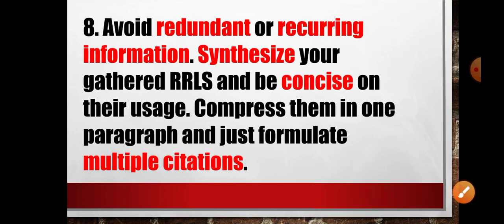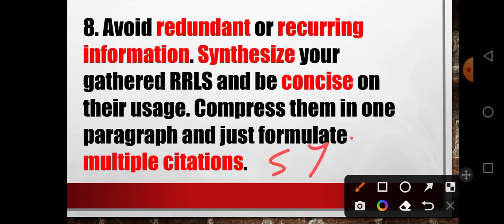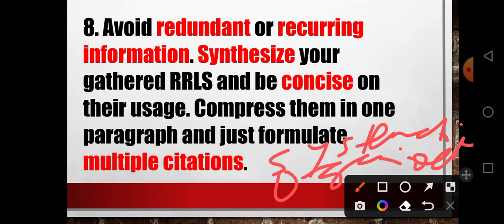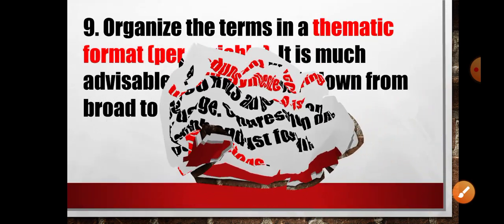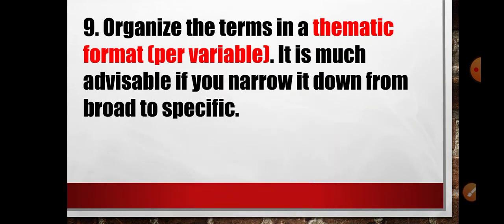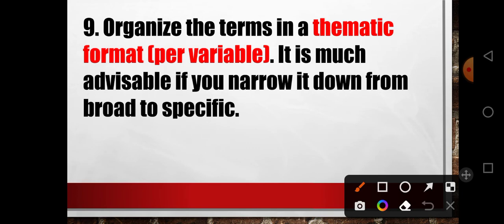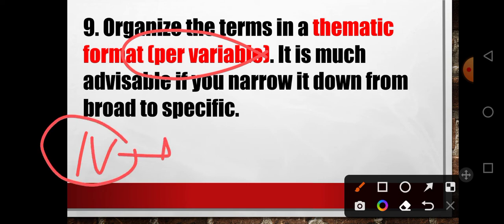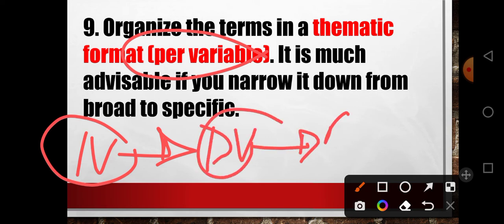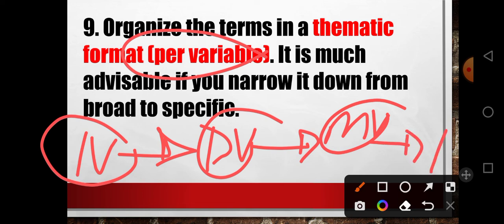And of course, in writing your RRL, it must be written in a systematic order, correct? It must be written in a systematic and organized order. Therefore, to organize the entries in your RRL, you must follow a thematic format. Okay? So the thematic format is that you will arrange the entries in your RRL per variable. So you would want to start with the independent variable, which is the broadest one. Then you can proceed with the dependent variable, then the measurable variable, and then proceed with the important terms.